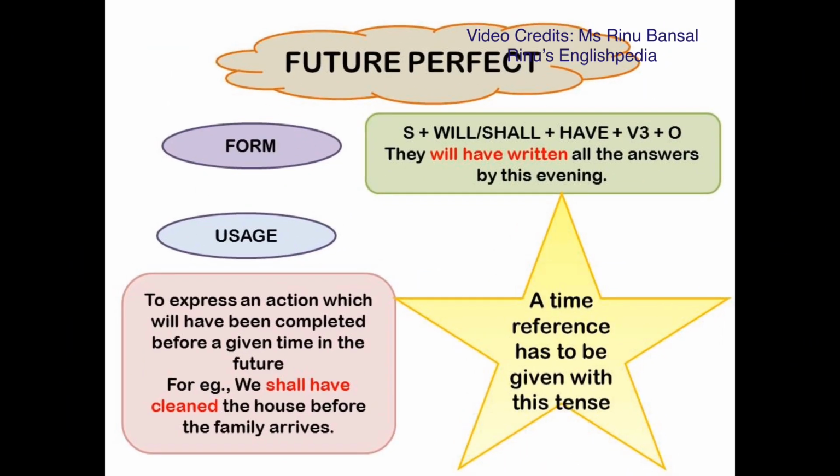The future perfect tense takes the form subject plus will or shall plus have plus third form of the verb or the past participle plus the object. For example, they will have written all the answers by this evening. It is used to express an action which will have been completed before a given time in the future. For example, we shall have cleaned the house before the family arrives. Remember, a time reference has to be given with this tense.